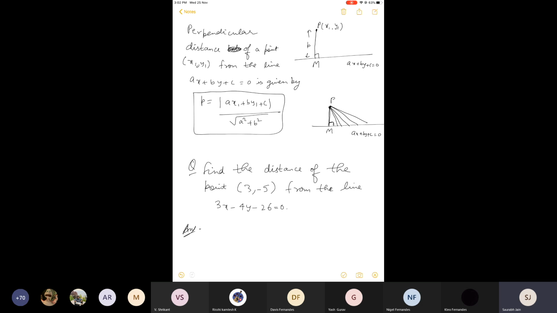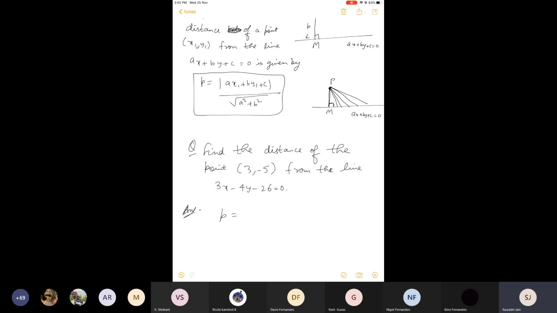Yes, solve it quickly and tell me what is the answer. So 3 by 5. Yes, 3 by 5. So, what you will do? You can write the answer in a single line. P equals mod. See, this is the expression of the line.